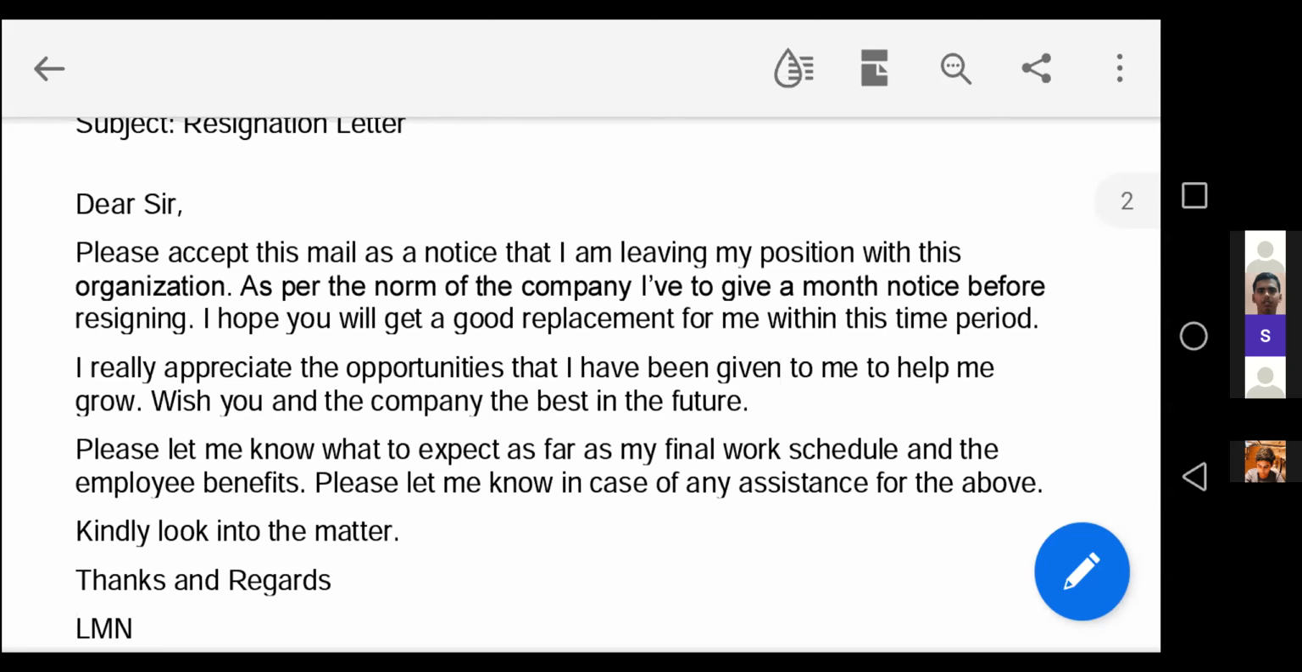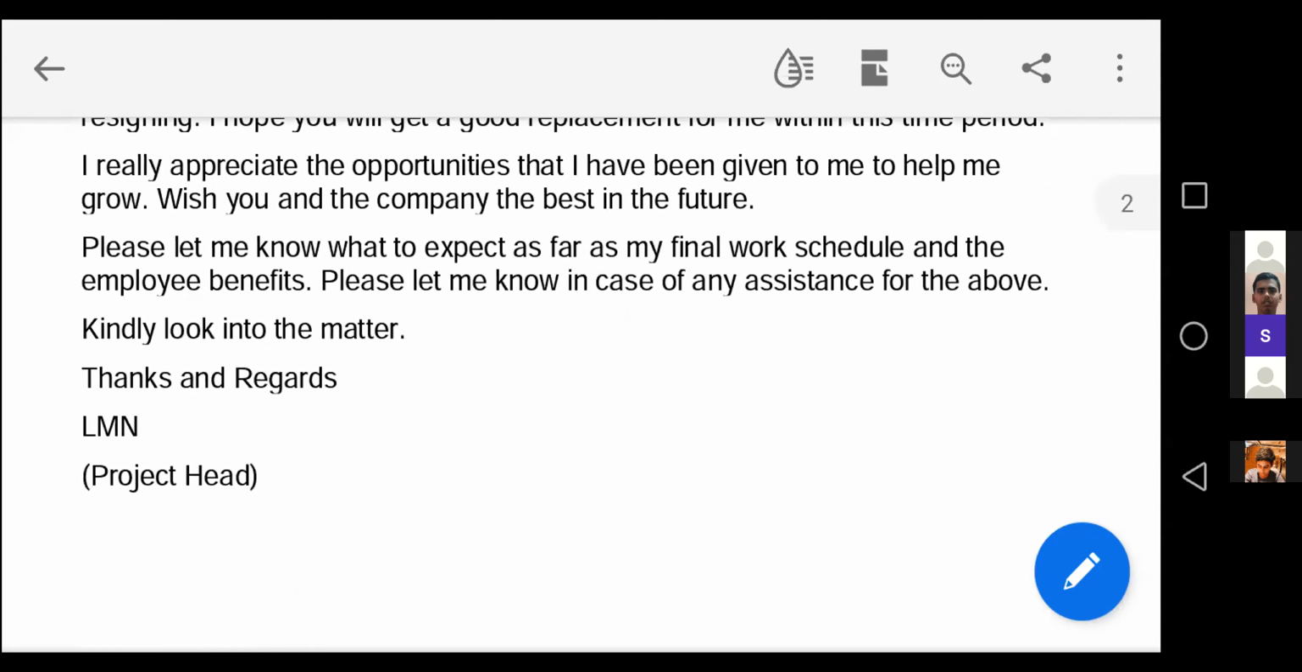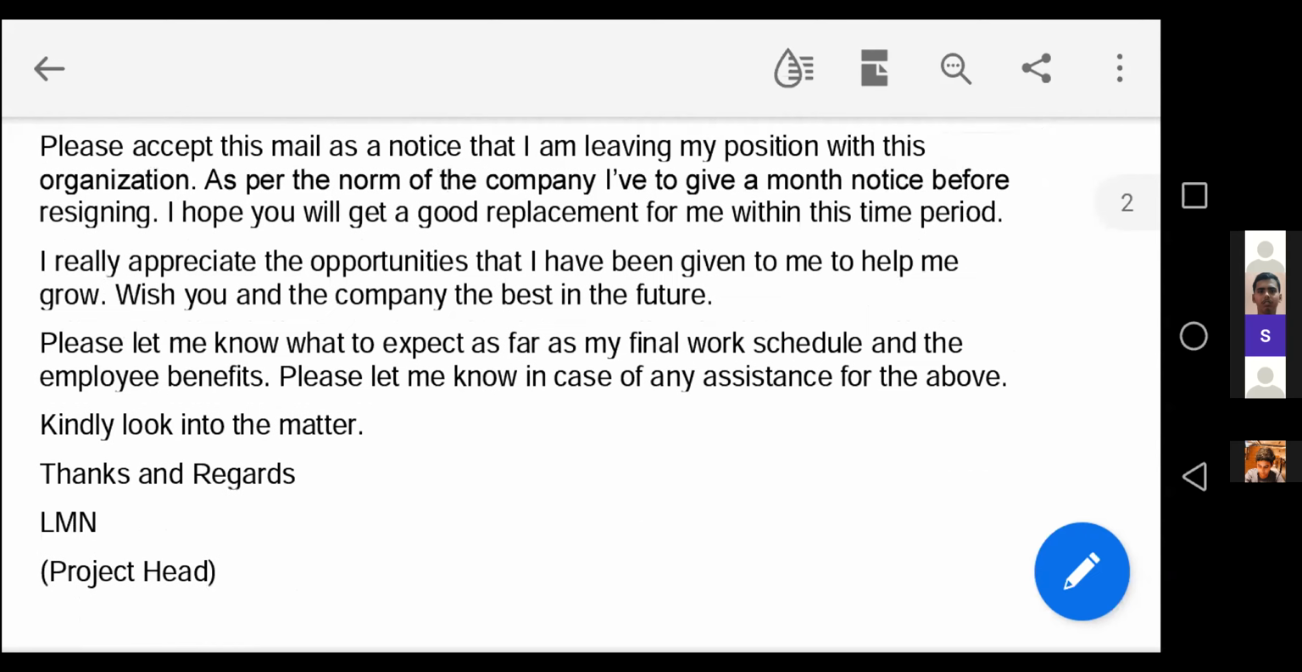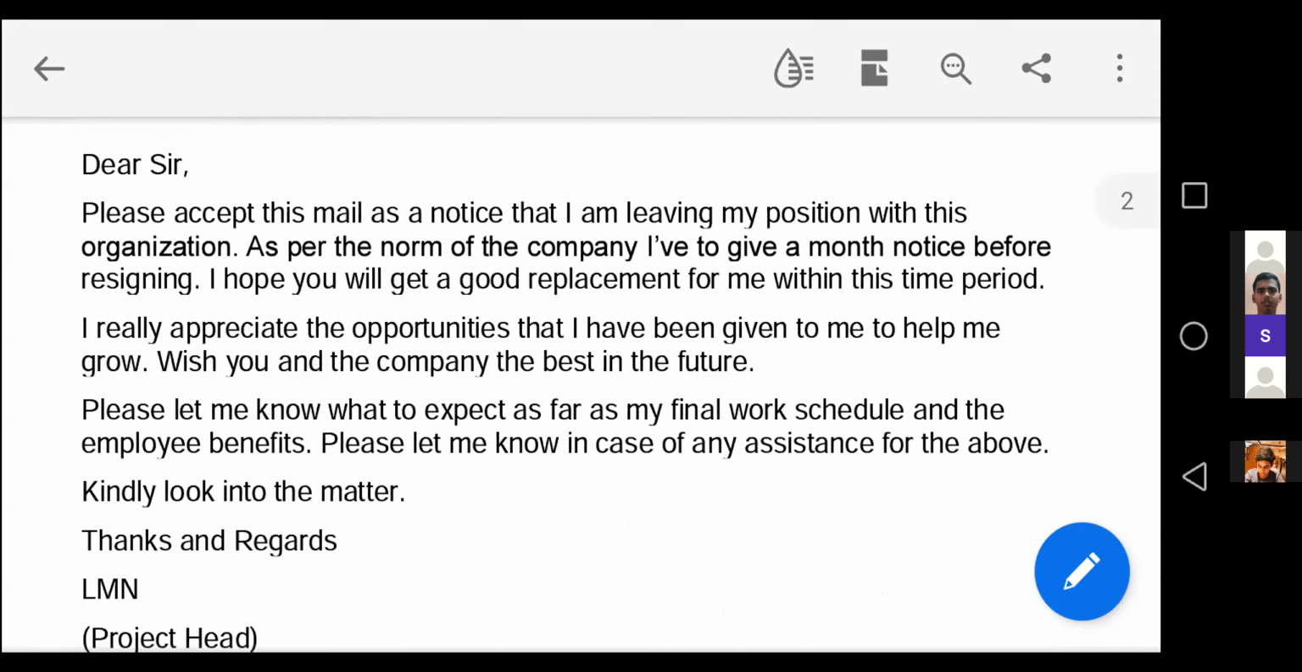So these three paragraphs are complete, and then thanks and regards, and then your name will be like XYZ, and your designation in brackets. So students, as I mentioned, I will be sending this PDF to you all once this is completed in all the other batches. In case you want, you can take a screenshot for the time being.